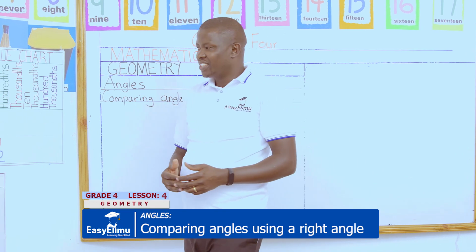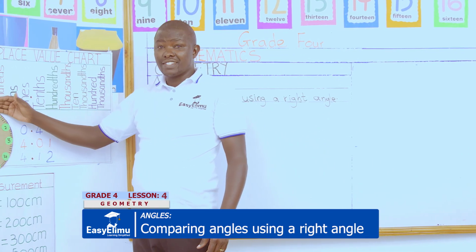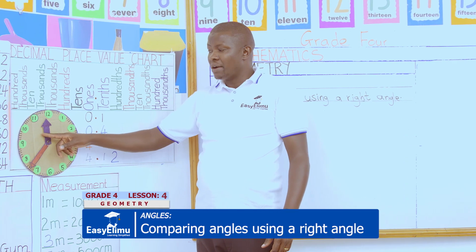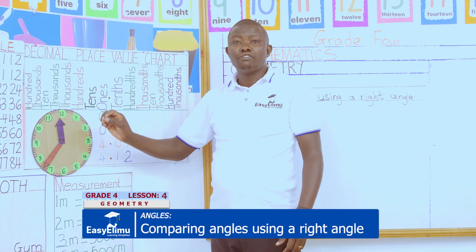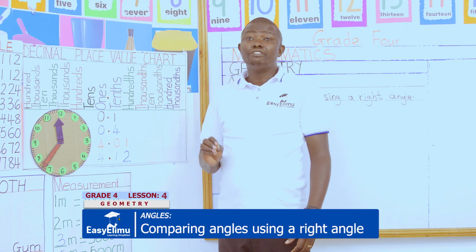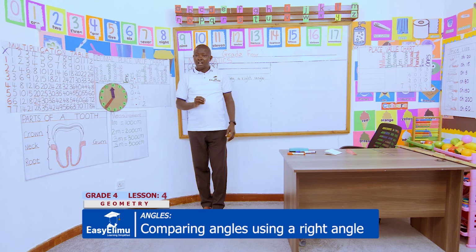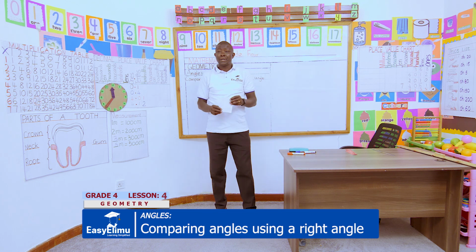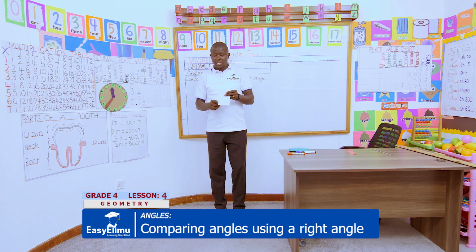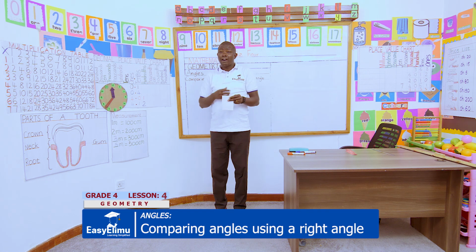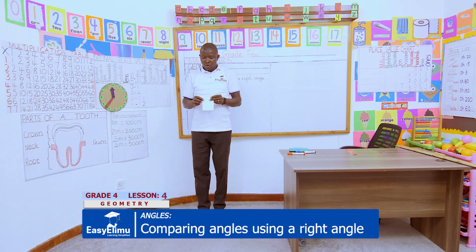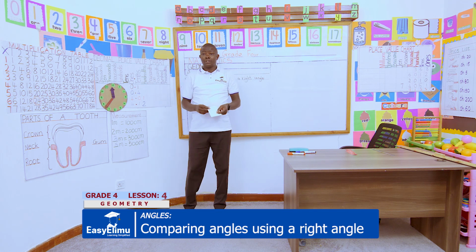In our previous lesson, we used our clock face to know the amount of turn made by the arms of the clock face. They form an angle, and we identified different types of angles using our paper that we had folded yesterday to make a right angle, and we identified places or areas in our class and in our homes which form this right angle.